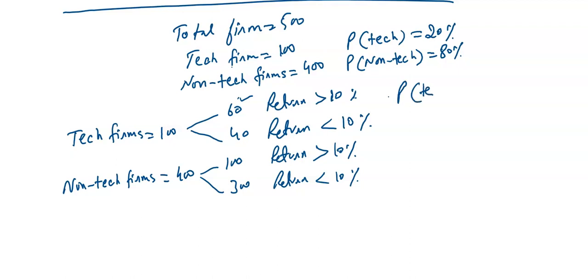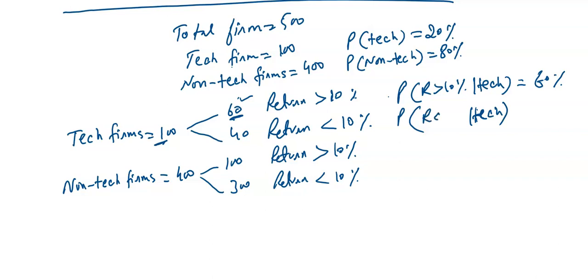Probability of return greater than 10% given these are tech firms. Given these are tech firms, there will be a 60% chance, 60 firms out of 100, that their return will be greater than 10%. And given it's a tech firm, the return being less than 10% is obviously 40%.